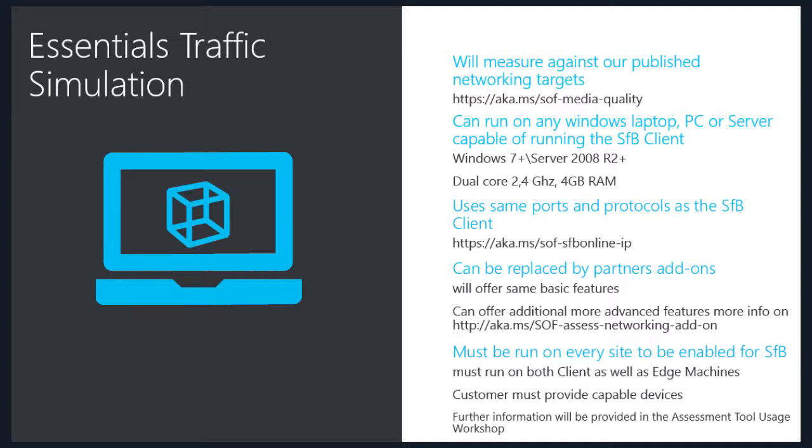So basically, your site must be capable of running Skype for Business. It can be replaced by the partner's add-ons. While the Microsoft Network Assessment tool has basic features, the partner add-ons have way more advanced features. Must be run on every site. The customer must provide those capable devices, and we actually have an assessment tool usage workshop that you can use to help your customer get deeper insight and understand what they need.